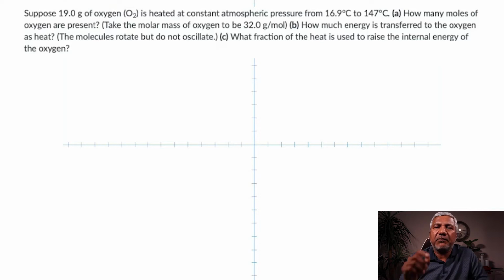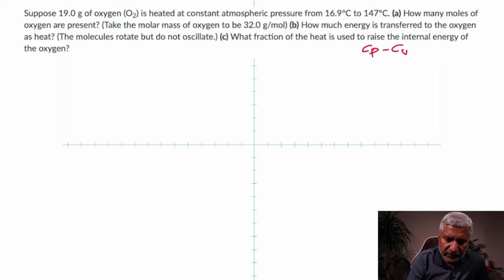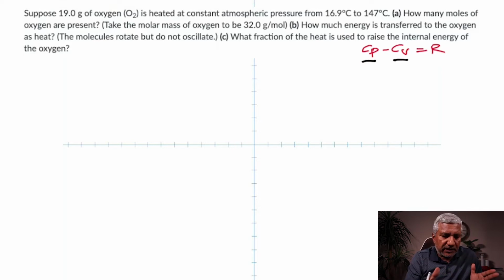Anyway, Cp minus Cv, C sub P minus C sub V, is equal to R. That's an important relation. The difference between the specific heats of a gas is always equal to the universal gas constant. That's the specific heat at constant pressure, and that's the specific heat at constant volume. Oxygen is heated under constant atmospheric pressure from that temperature to that temperature. How many moles of oxygen are present?